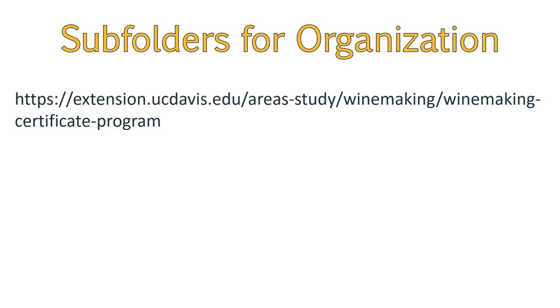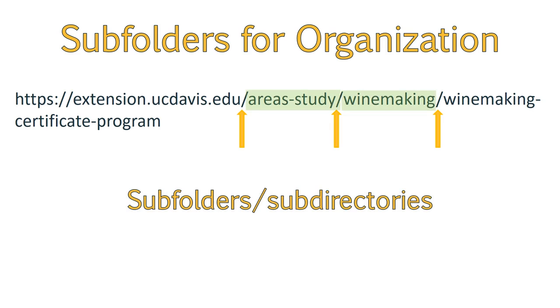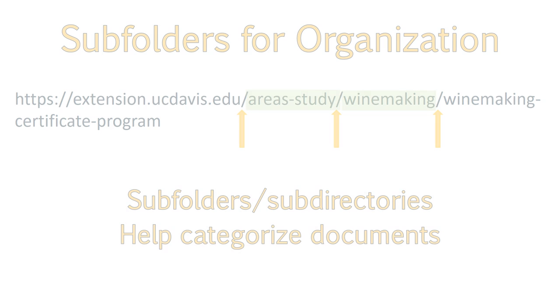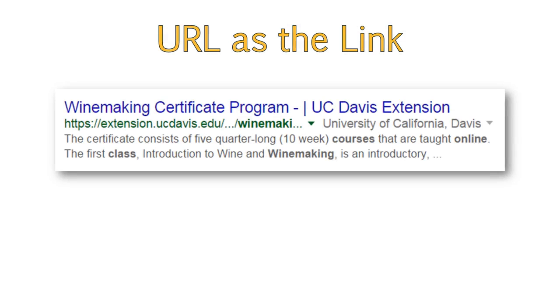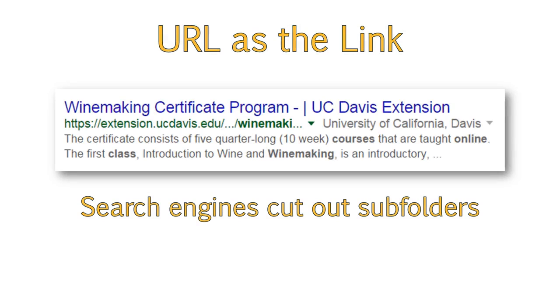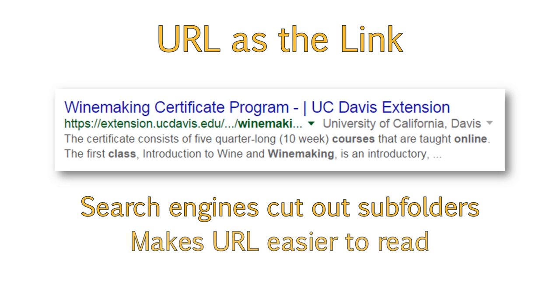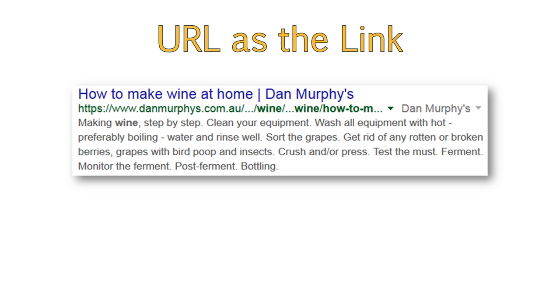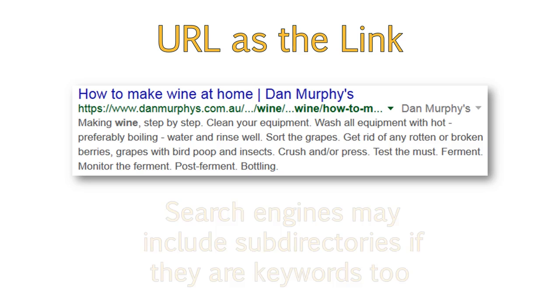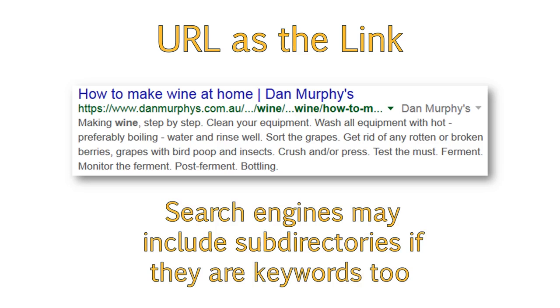When looking at this URL, you can see various forward slashes containing information. For example, areas of study and winemaking. These are subfolders, also known as subdirectories, which help to categorize documents on a site. When search engines display the URL, they will generally cut out the middle categories or subfolders to make the URL shorter and easier for viewers to read. You can see this in the example search result where I highlighted the area that Google removed. If important keywords are included within the subdirectories, part of the subdirectory name might be included in the search results. This will be bolded, which will help draw attention to the result.